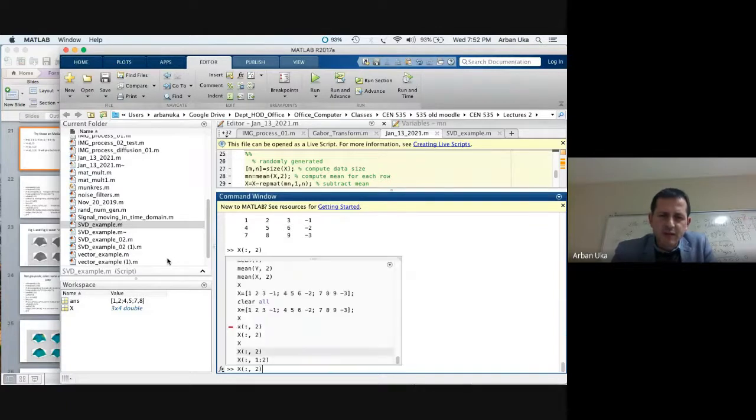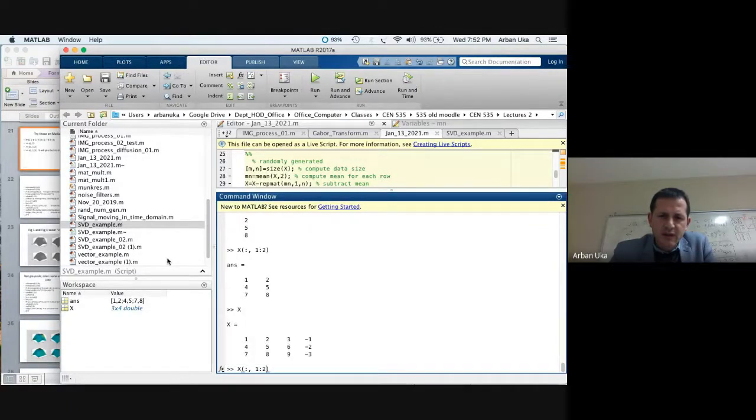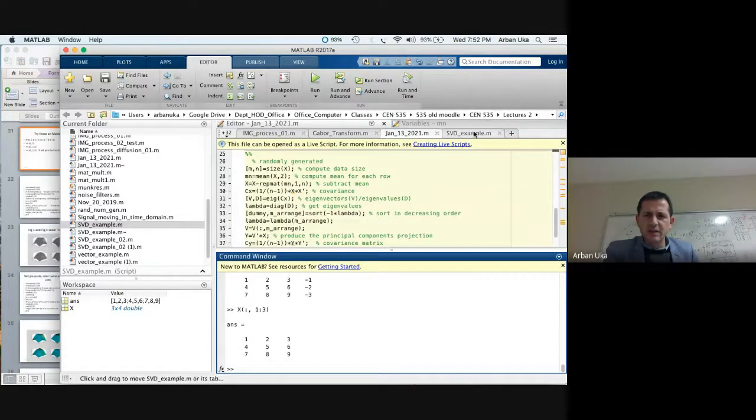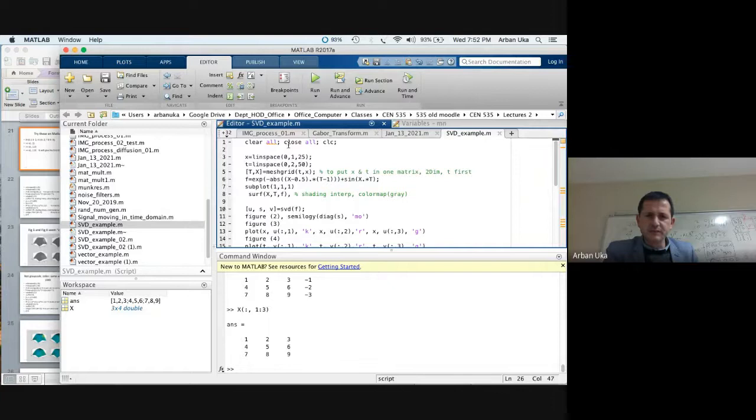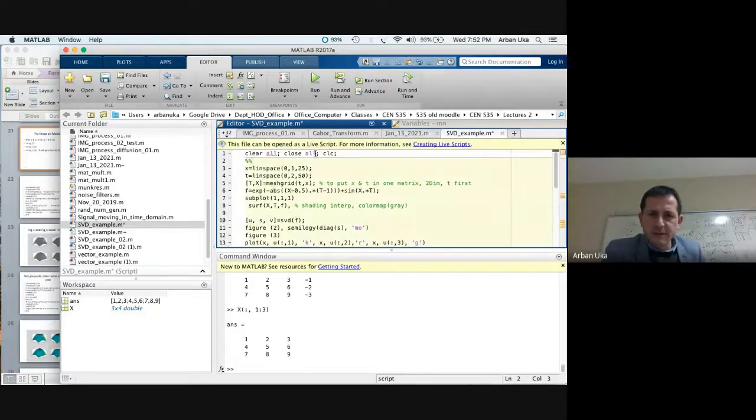And then let's have X again. And here, if we say from 1 to 3, this means that from the matrix X, we're going to consider only the first 3 columns. Now, for much larger data sets, this might be a little more complex. So let's end this section.